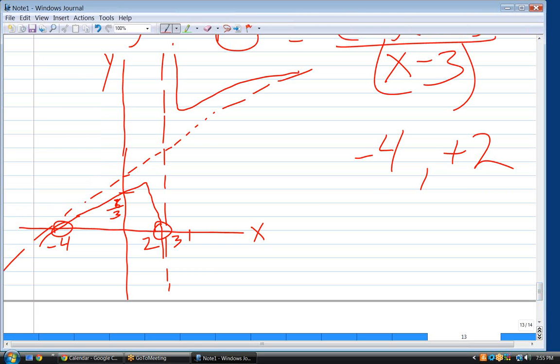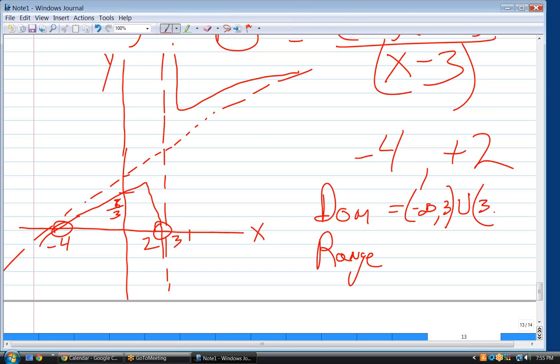You'll notice that there would still be a question that I would have a lot of difficulty answering. Not this one. What's the domain on this function? Just look at the graph and tell me what the domain is. -infinity to 3, parentheses, and 3 to infinity.